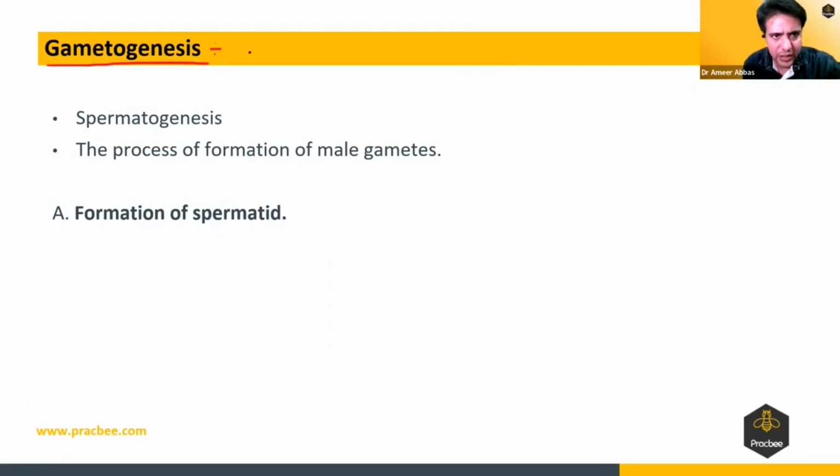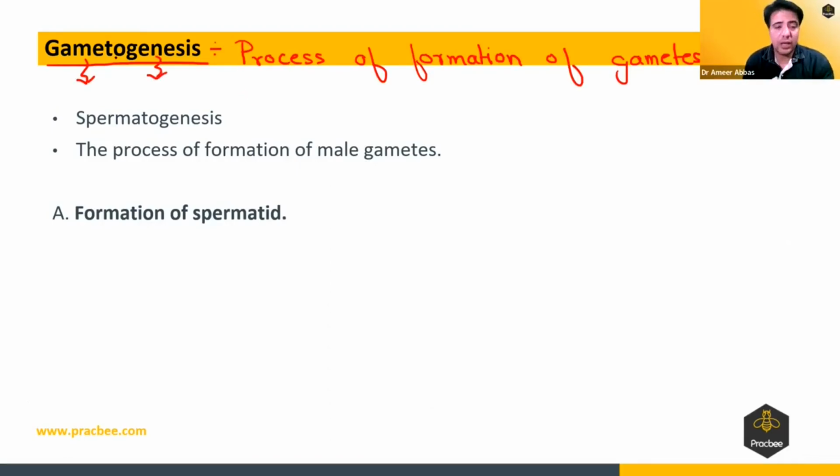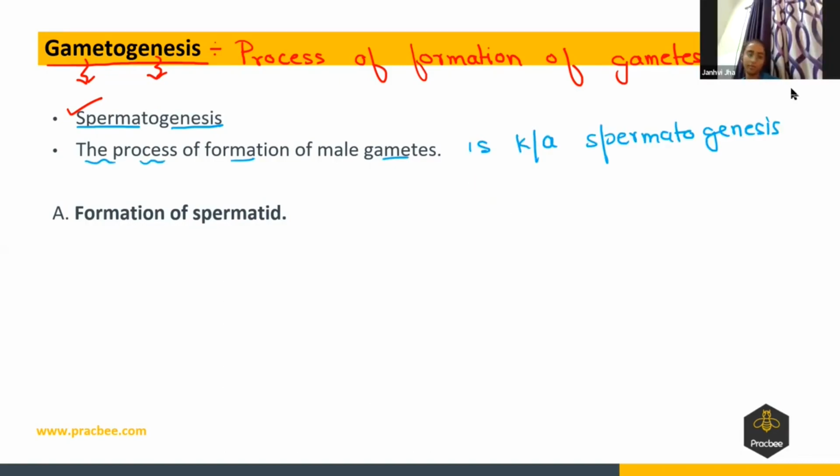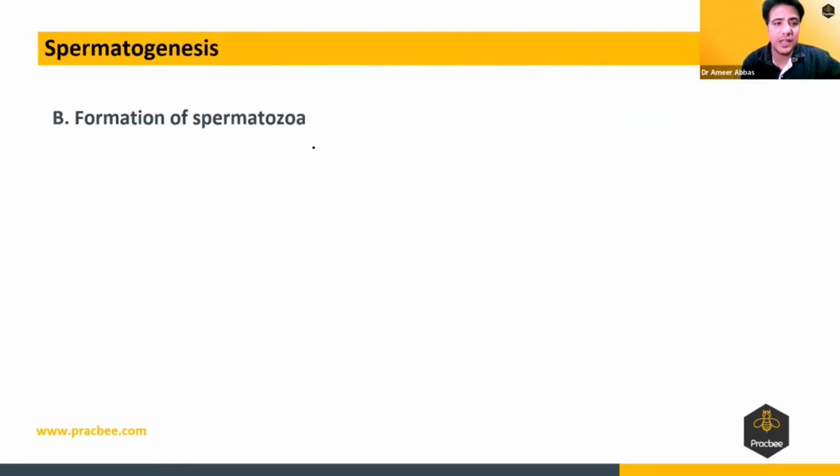This is gametogenesis, the process of formation of gametes. First is spermatogenesis. The formation of sperm is known as spermatogenesis, and this is actually the male gamete. There are two steps for the formation of mature sperm. First step is formation of spermatid, and the second step is formation of spermatozoa.